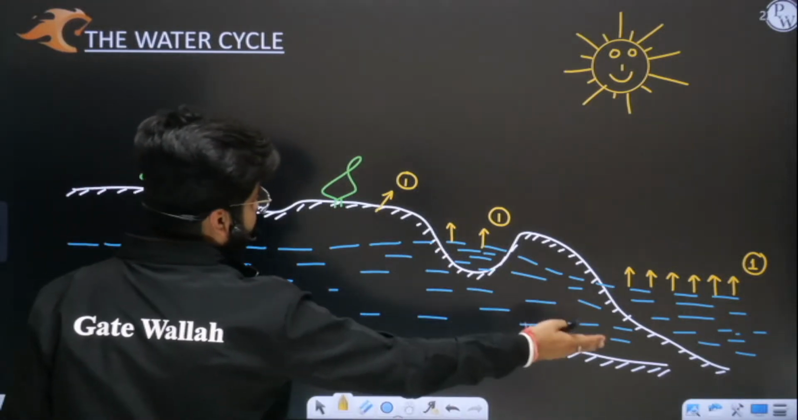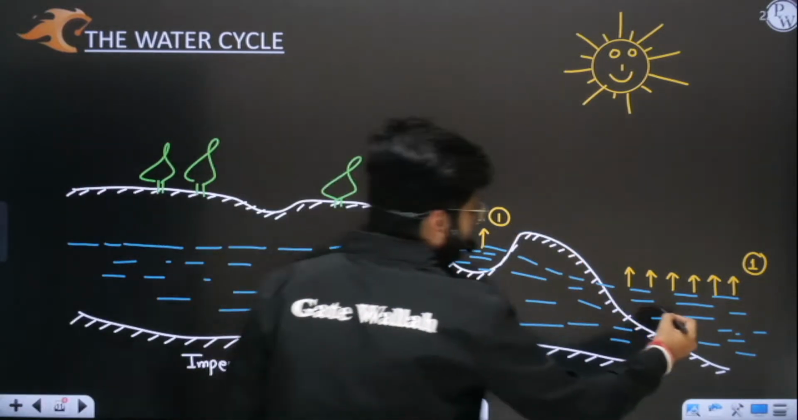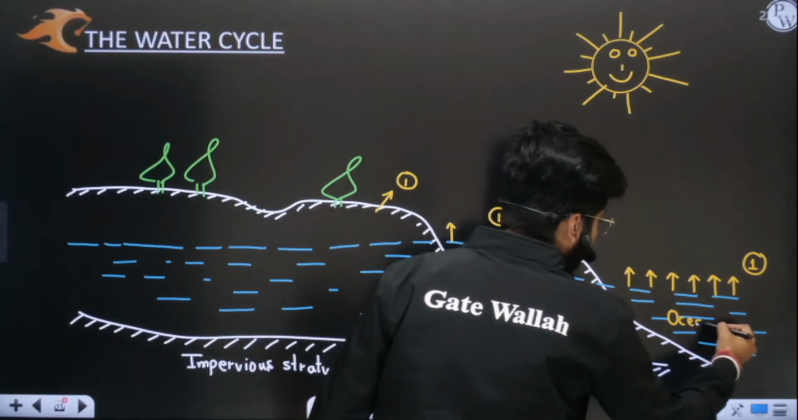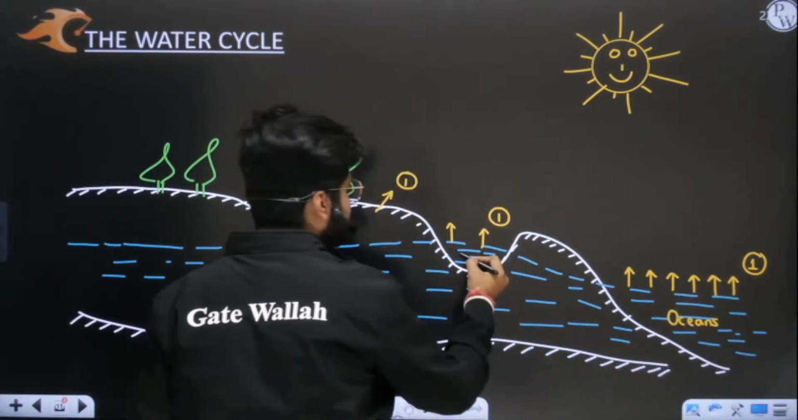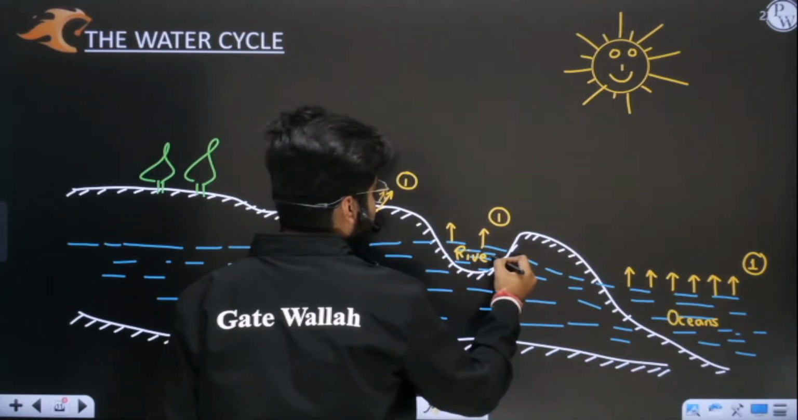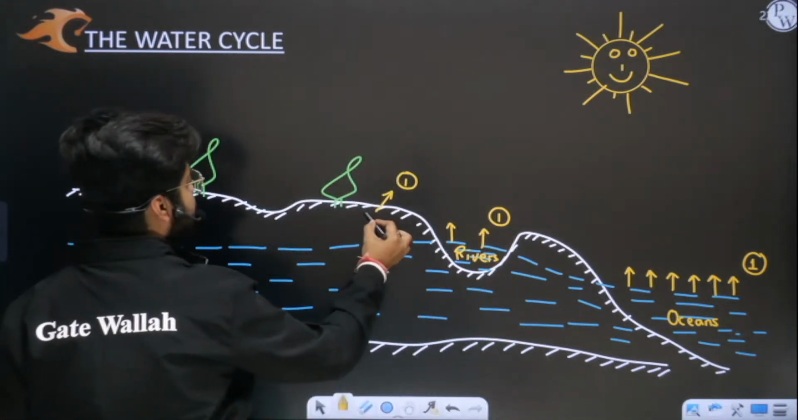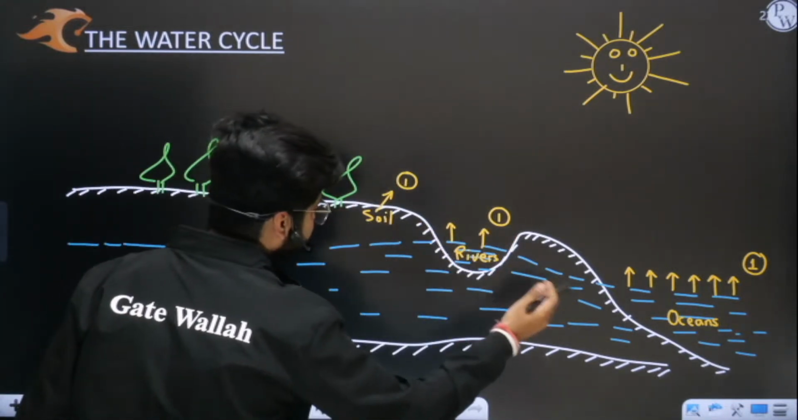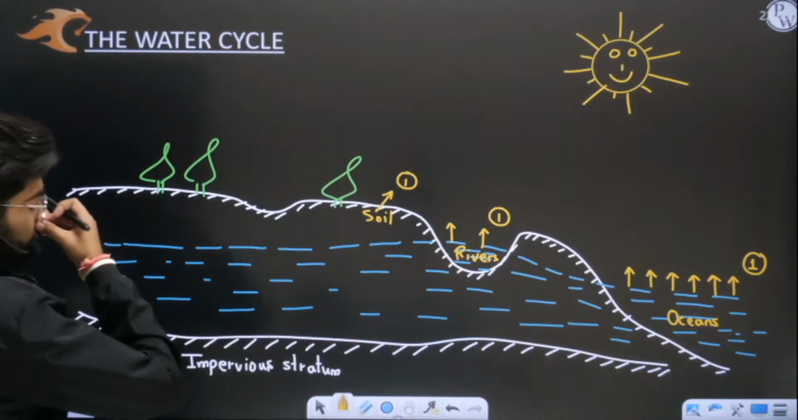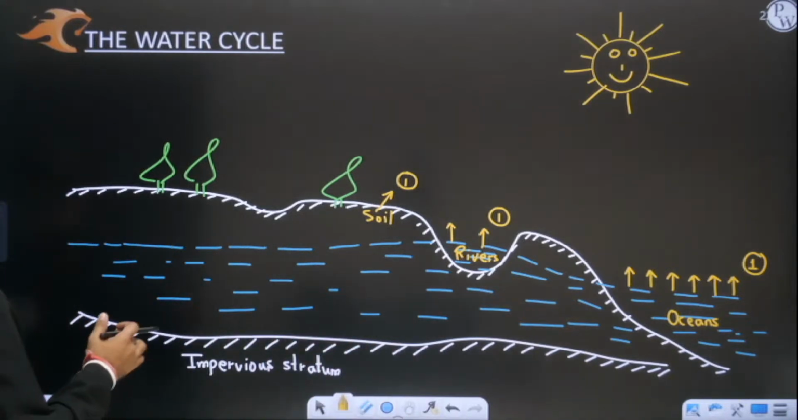So this is evaporation from your oceans. See, these are oceans. These are your rivers, and this is your soil mass. So from soil, rivers, oceans, wherever we are getting water, it is being evaporated in the very first step.